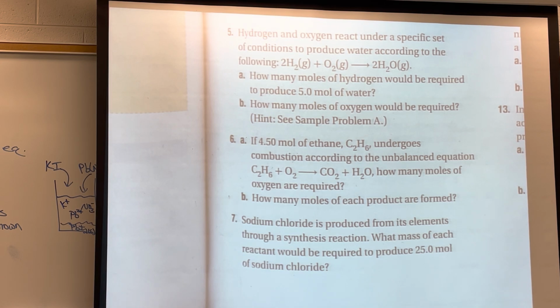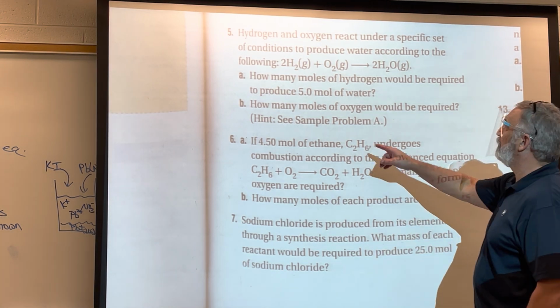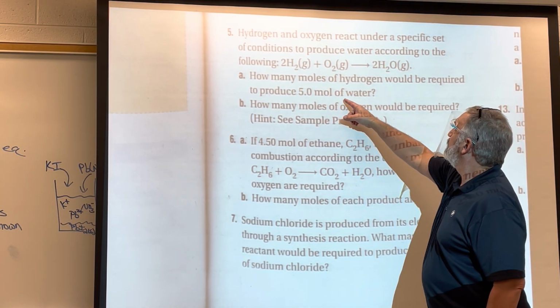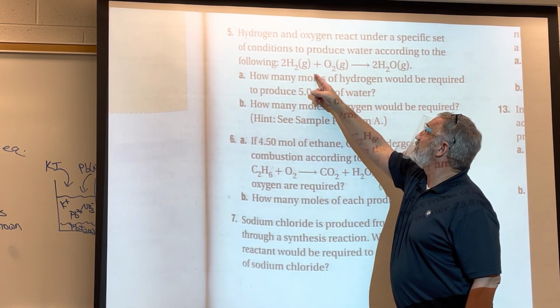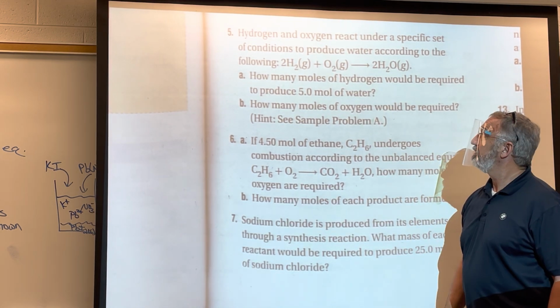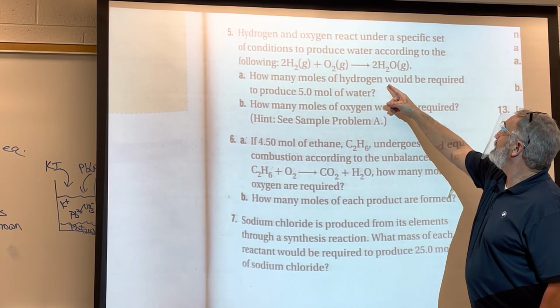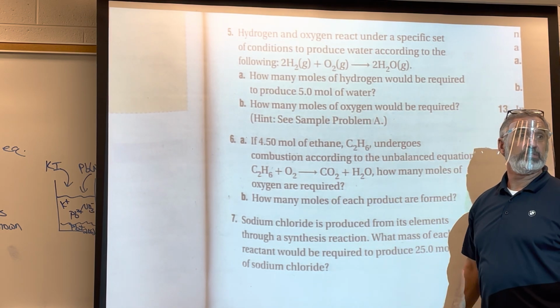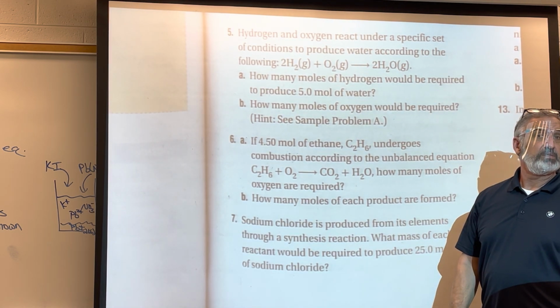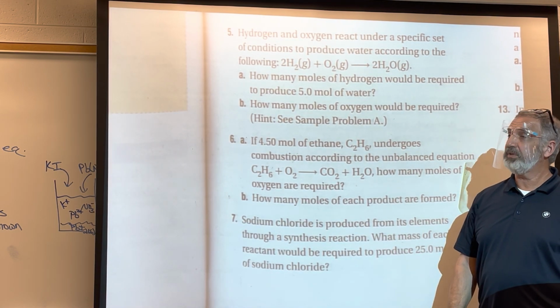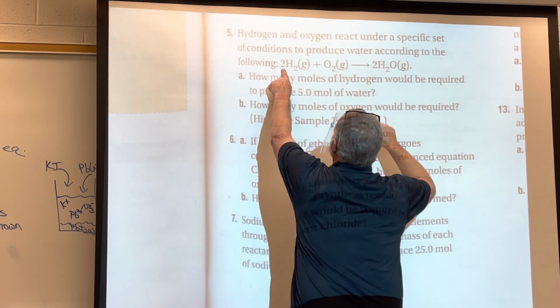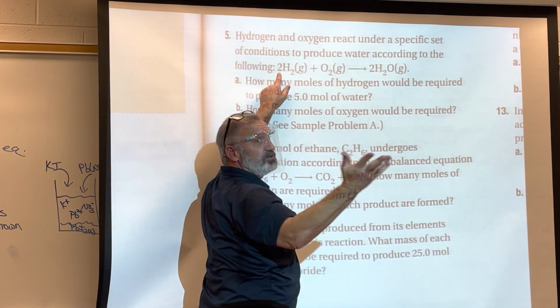Hydrogen and oxygen react under a specific set of conditions to produce water according to the following equation. Very common. How many moles of hydrogen would be required to produce 5 moles of water? Well, what's the mole ratio? Hydrogen to water. Not 2 to 1. 2 to 2. Same as 1 to 1.